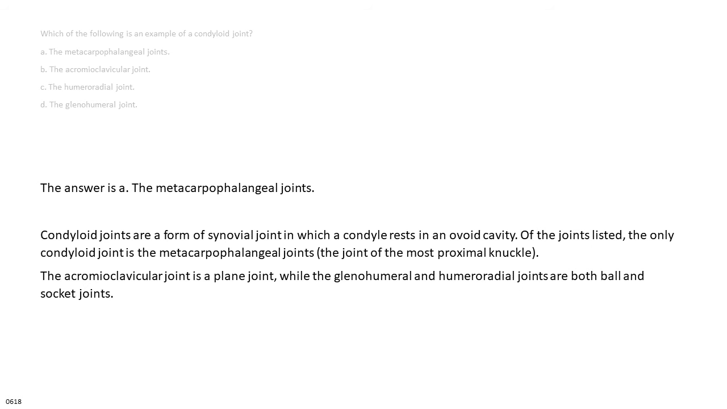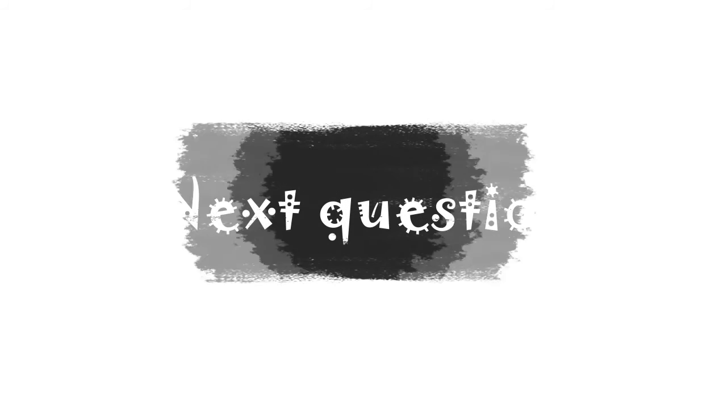The answer is A. The metacarpophalangeal joints. Condyloid joints are a form of synovial joint in which a condyle rests in an ovoid cavity. Of the joints listed, the only condyloid joint is the metacarpophalangeal joints, the joint of the most proximal knuckle. The acromioclavicular joint is a plane joint, while the glenohumeral and humeroradial joints are both ball and socket joints.